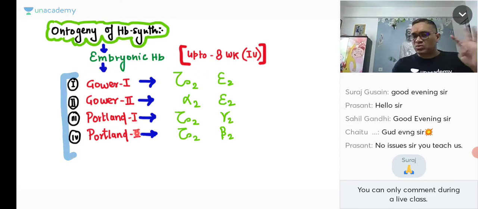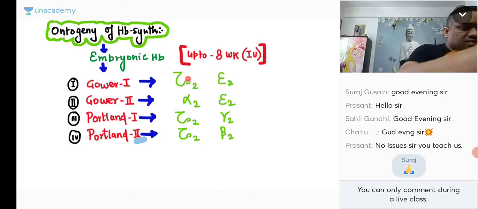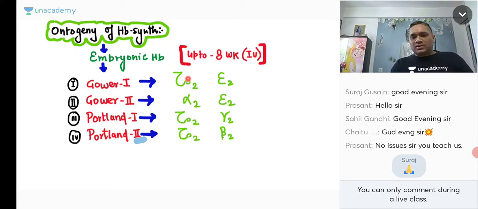Gower 1, Gower 2, Portland 1, Portland 2. Already I have told you all these things. All these have a pair of chains, and they will also be in pairs. Same we are seeing here. Gower 1 is having two chains, that is called zeta chain and epsilon chain. So two zeta, two epsilon.